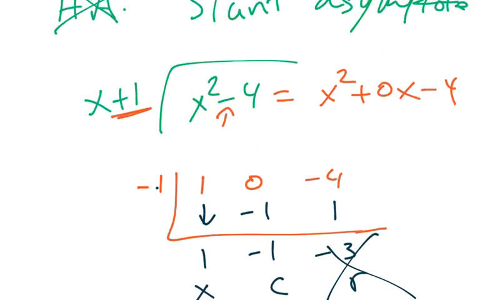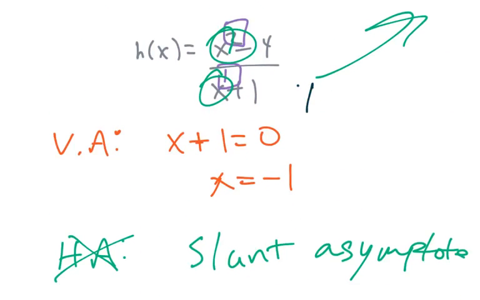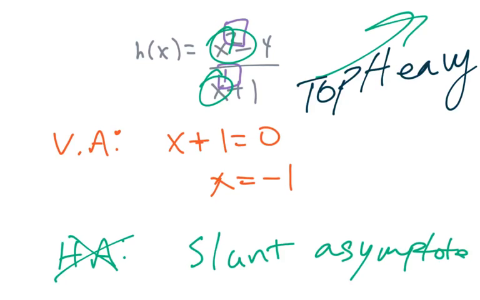Remember when it's top heavy, this is the case where it's top heavy, you have the higher exponent on top. When that is the case, you do not have a horizontal asymptote.